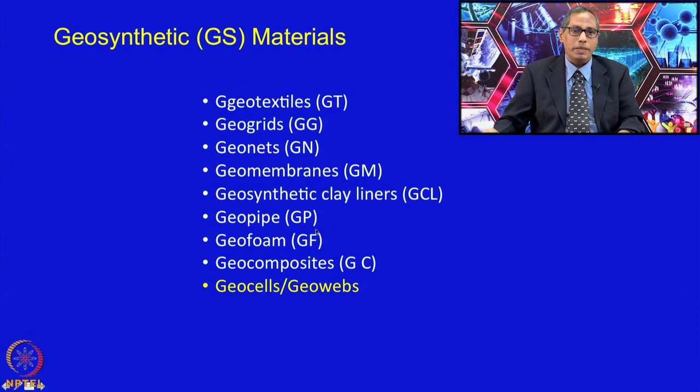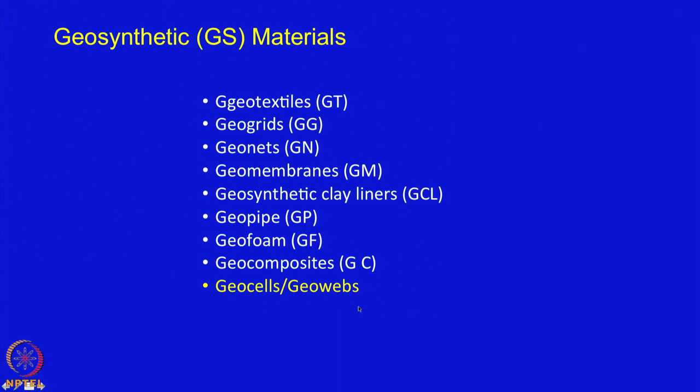Geopipe is designated as GP. Geofoam is designated as GF, and geocomposite is designated as GC, geocell and the geoweb. So, these are the defined types of the material. Here I am showing some of the geosynthetic material.